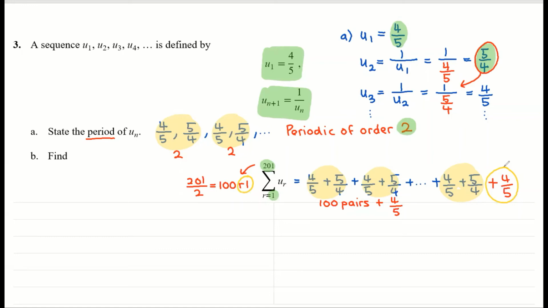So what we could do is we could add up these pairs and then multiply them by 100. What might be easy though in this instance is if we group them into like groups. So rather than having 100 groups of 2, we have 2 groups of 100. So what I mean is we sort out the 4/5. So it's going to be 4/5 plus 4/5 plus 4/5. So there's going to be 100 of those. And then we're going to have 100 lots of 5/4.